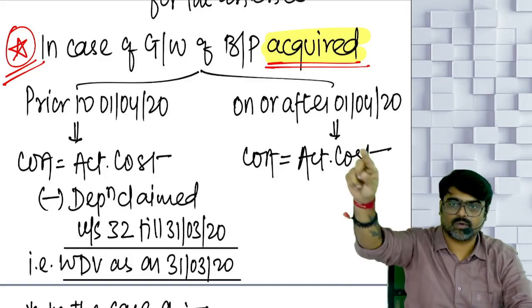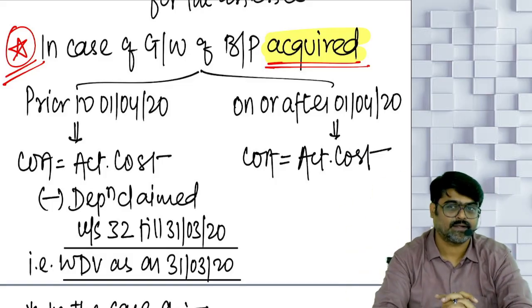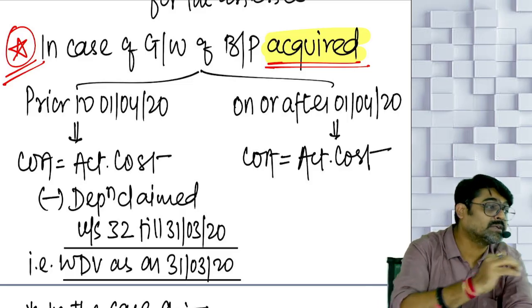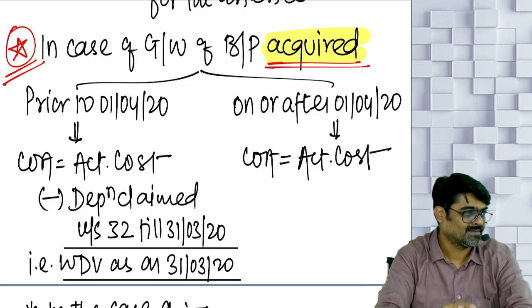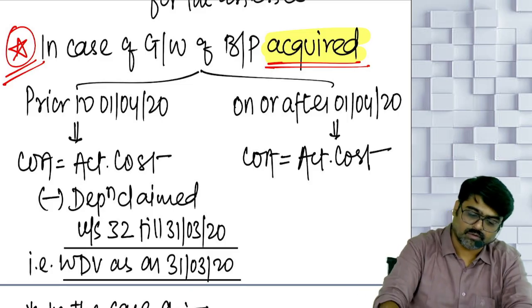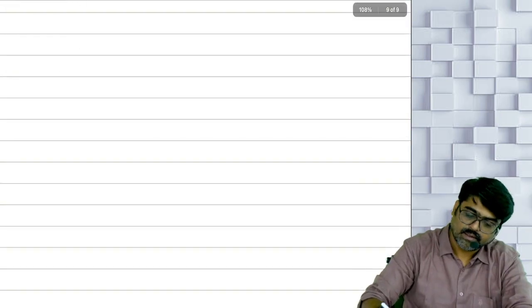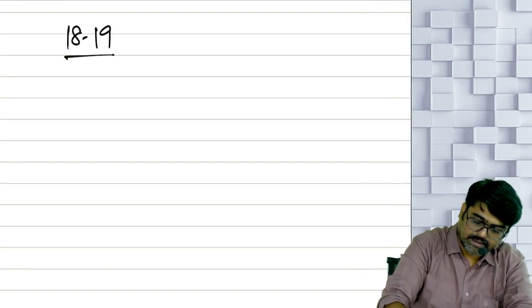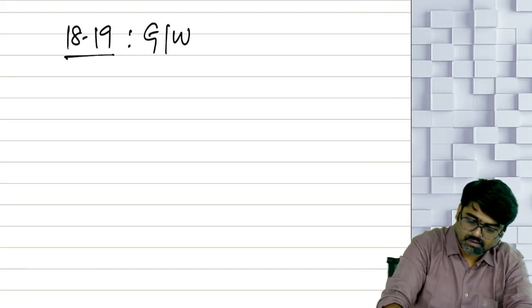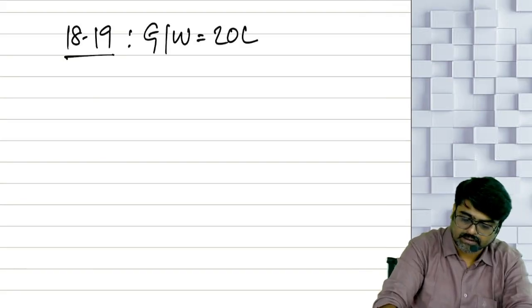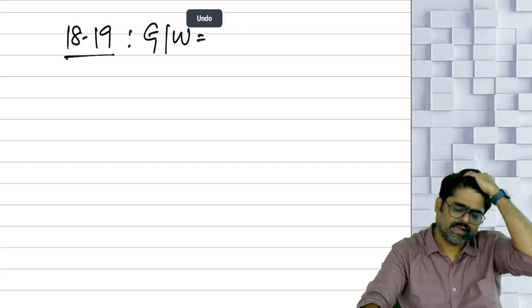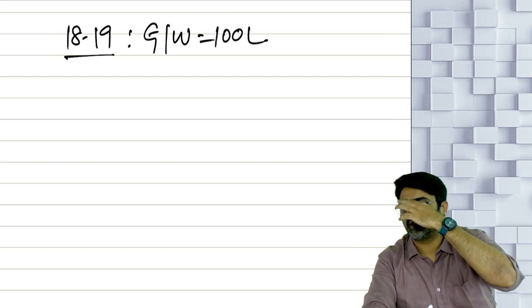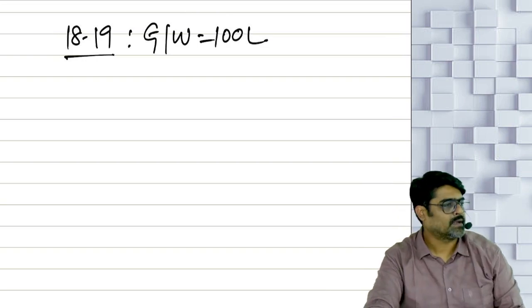So you acquired your goodwill in the year 1819. When you acquired it, that time the goodwill was eligible for depreciation. So how much was the cost of your goodwill? Tell me. In the year 1819, you acquired goodwill for 20 lakhs. Not 20 lakhs, let's take 100 lakhs. So the cost of your goodwill in 1819 was 100 lakhs.